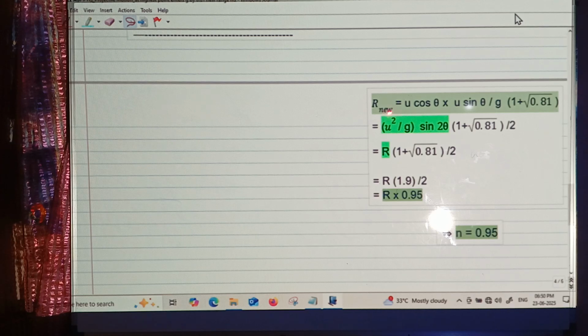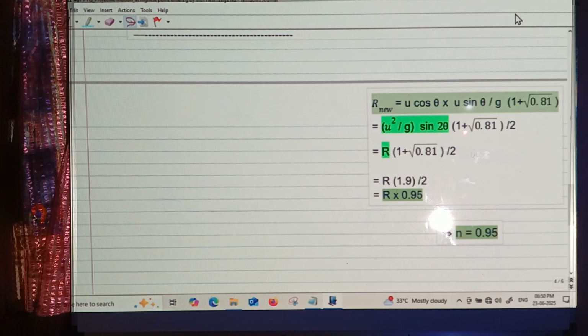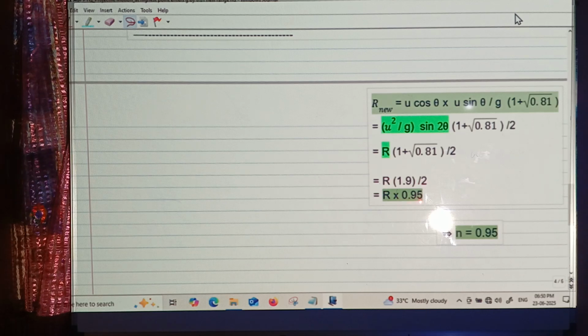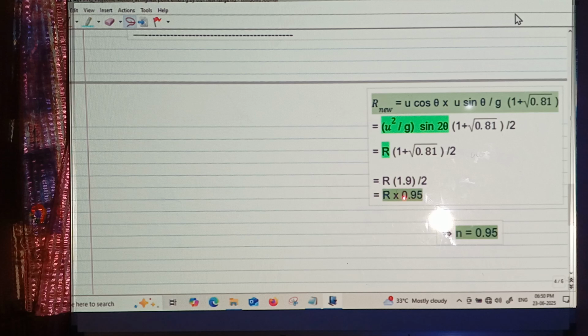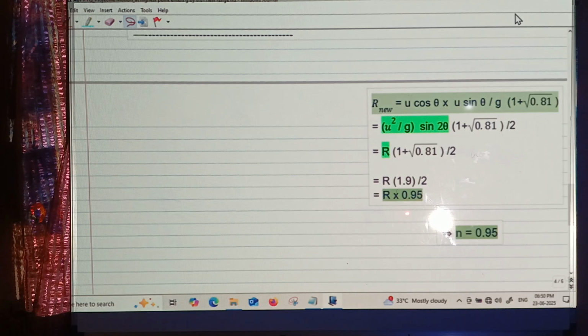This is the range of the first case. So this is R, and this is by 2, and the square root of 0.81 is 0.9. So 1.9 by 2. 1.9 by 2 is 0.95. So the new range has decreased by a factor of 0.95. Since the gravity is stronger in the second half, it comes down faster. The time of flight has reduced, so the range is reduced, and the factor of reduction of the range is 0.95.